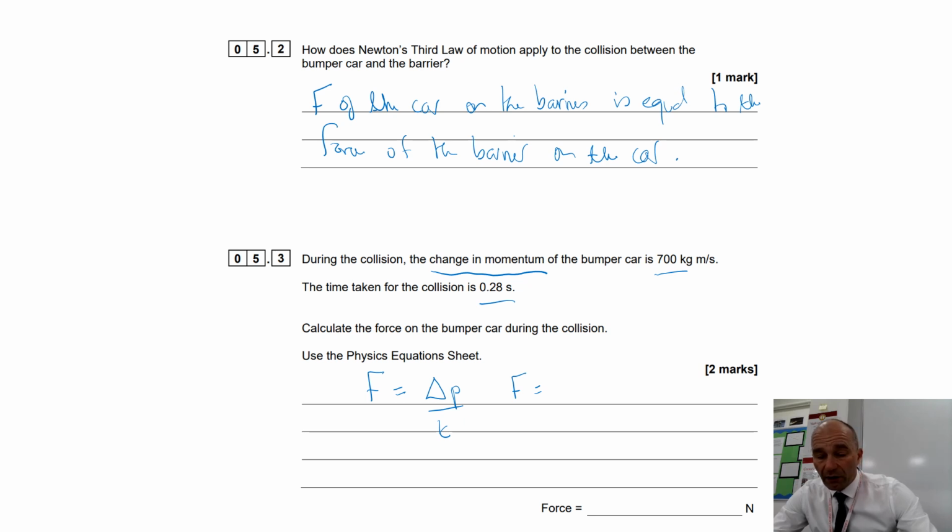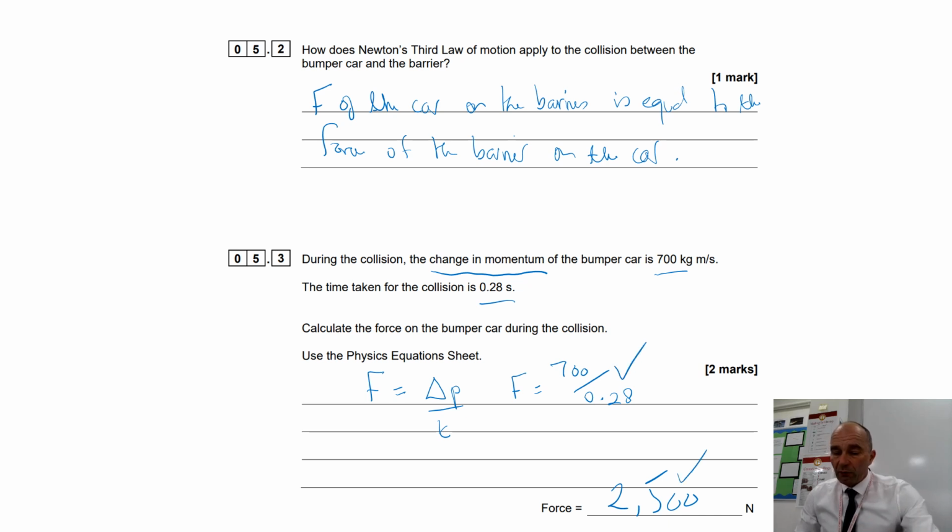So we've got change in momentum is 700 divided by our time, which is 0.28 seconds. Plug those numbers in your calculator and you get an answer of 2,500 newtons. So remember, first mark, substitute the numbers into the formula. Second mark, calculate the answer correctly.